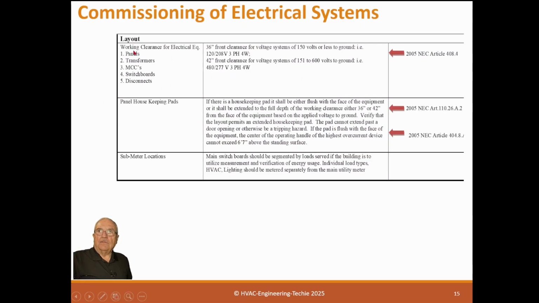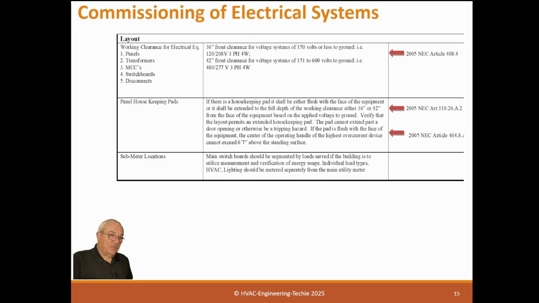Layout, this is working clearance for electrical equipment. This is one of the things that we watch because the code authorities don't seem to pay attention to this. Remember, if you have 150 volts or less, the code requires 36-inch clearance in front of the panel for the full height of the floor. For higher voltage, above 150 to 600, it's 42 inches. So it's quite a bit of room, and this includes any panel that has power to it. So it includes VAV boxes if they have 120 volts to them. If they have 24 volts to them, this code requirement doesn't apply.